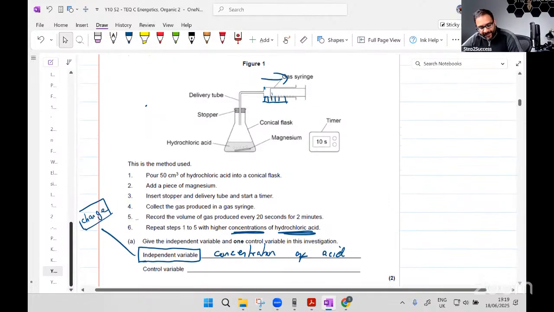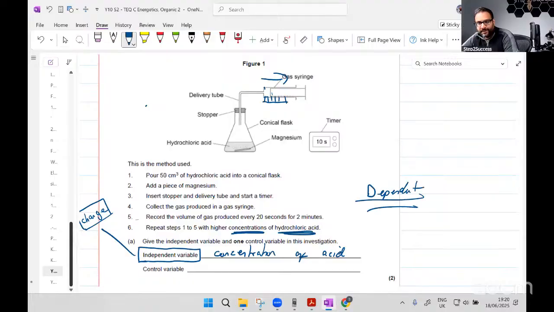And then a control variable. In fact, I'll mention the dependent variable first as well, because it's not in this question, but you often will get asked what a dependent variable is. A dependent variable is what you're measuring. So it's whatever you're measuring when you do the experiment. What are we measuring here? We're measuring the gas collected, right? That would have been the dependent variable if that had been the question.